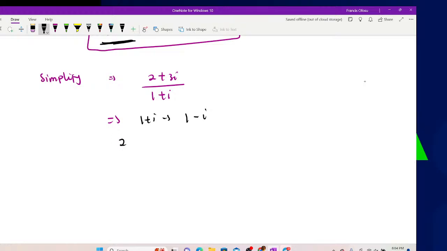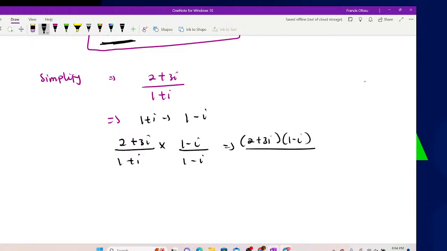So I have 2 plus 3i all over 1 plus i. Then we multiply the conjugates on both the numerator and the denominator. So 1 minus i. And what do I get? This is also multiplication. For the top one, I'll have the expression 2 plus 3i multiplying 1 minus i, all over 1 plus i, 1 minus i.